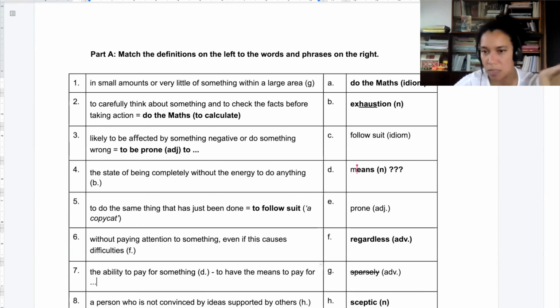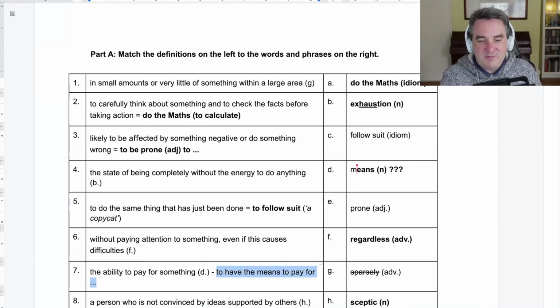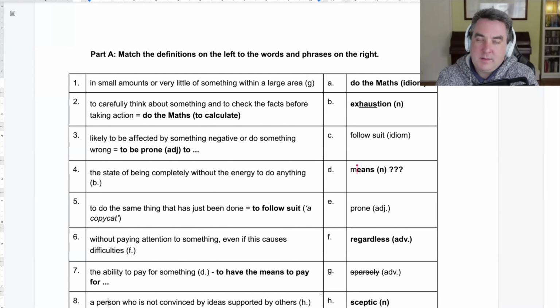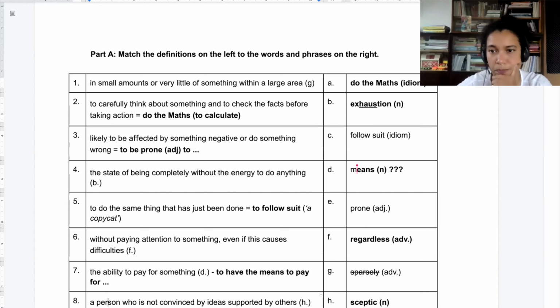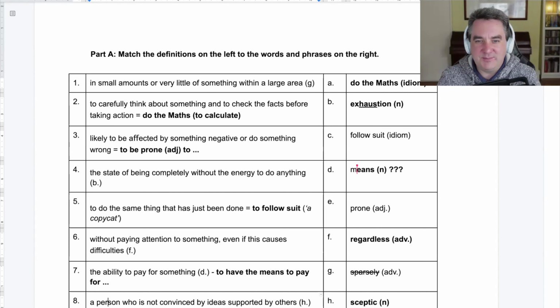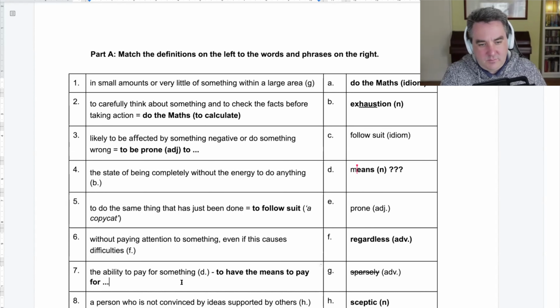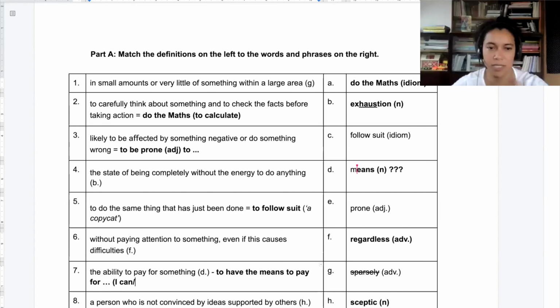Yeah, I don't have the means to. And does it have to be connected just with pay, or can I have the means to, I don't know, understand something, or like ability, or is it just connected to payment? It's normally associated with payment, not really ability. So I want to go on holiday, but I don't have the means to at the moment. I can't afford it. Okay, now it is clear.